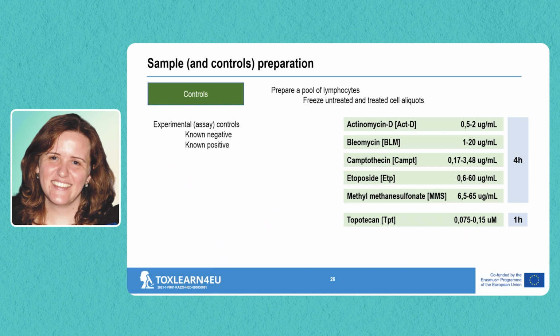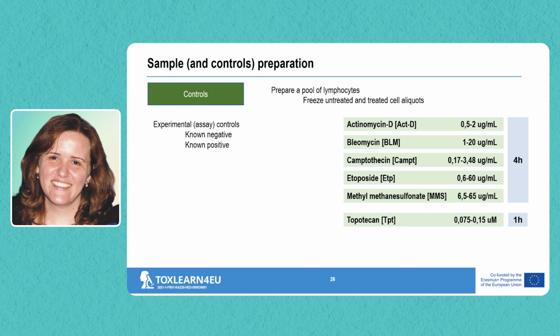In terms of positive controls, we have a number of options of different compounds that we can use. We heard about some of them yesterday. I have here some suggested concentrations. This is based on the literature.